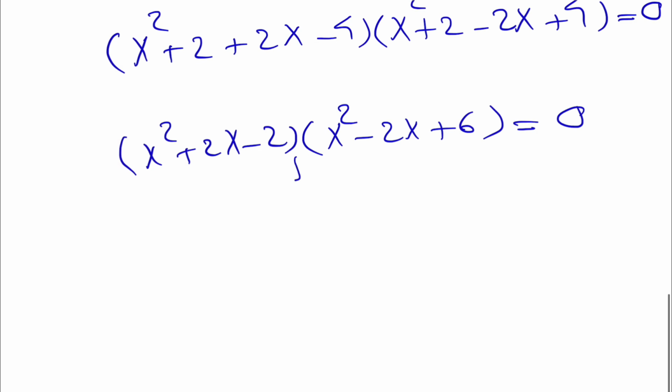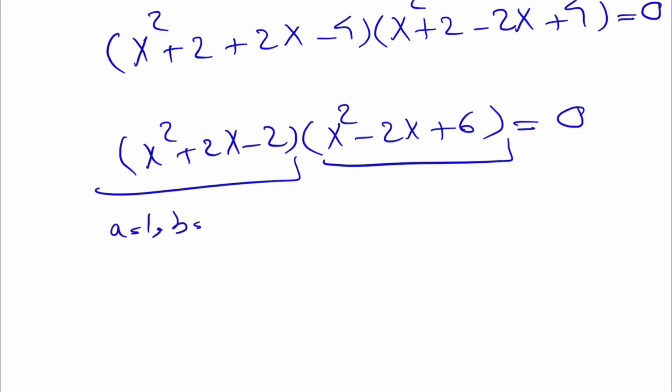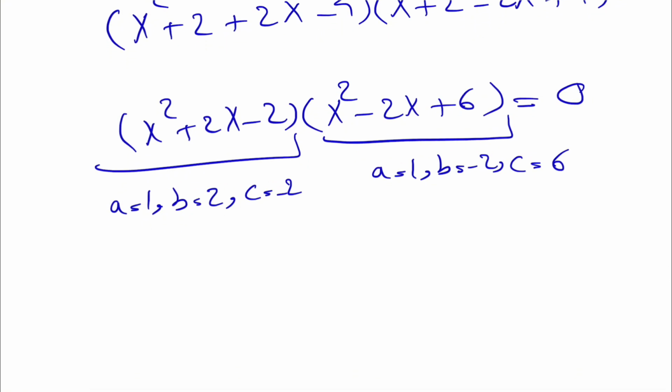Now we have two different quadratic equations, and let's just figure out a, b, c in each of these. So we have a is 1 in here, b is 2, and c in here will be minus 2. And for the second one we have a is 1, b is minus 2, and c is 6. So since our x belongs to real numbers, we're just going to find the discriminant. If we have a negative discriminant, that means we have complex answers, and we're not looking for that in here, so we can stop there.